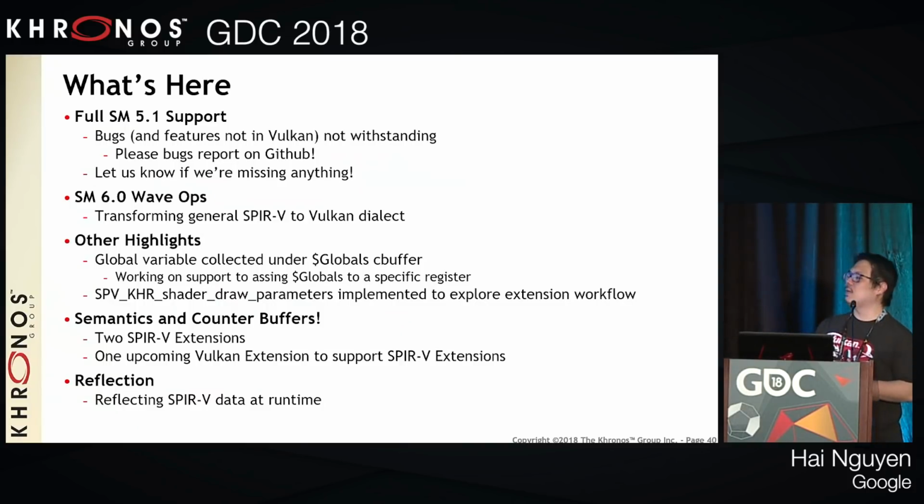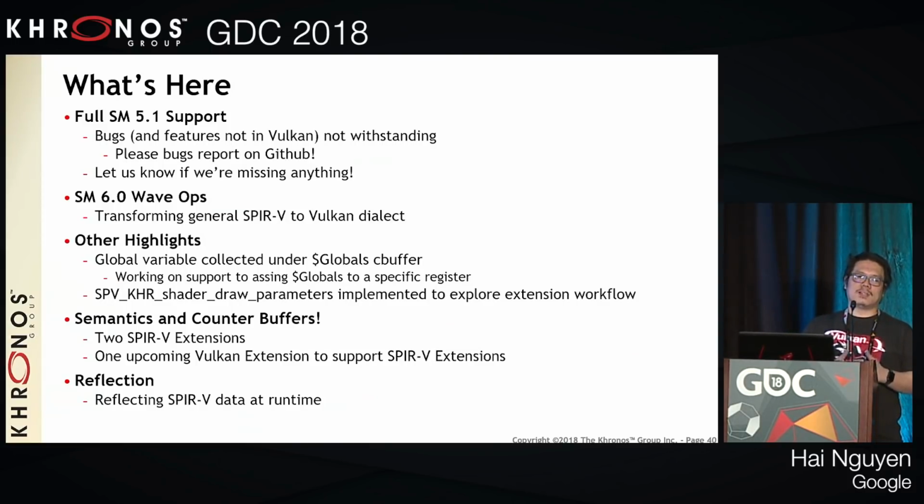Some other highlights that have made it into DXC recently. Global variables are now collected under the global C buffer, and these are variables that are externally visible and of simple types like int, float2, or matrix, not any of the opaque objects. We've also been experimenting with what it looks like to get extensions in HLSL from the DXC side, and we implemented SPV_KHR_shader_draw_parameters as a first version of this. There's a bit of magic happening here: when you use the IDs from this, it automatically detects it and then inserts the extension.